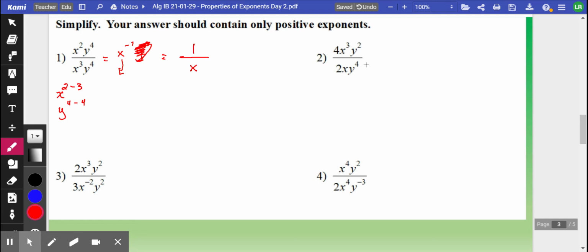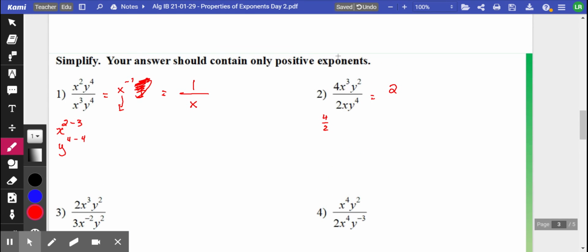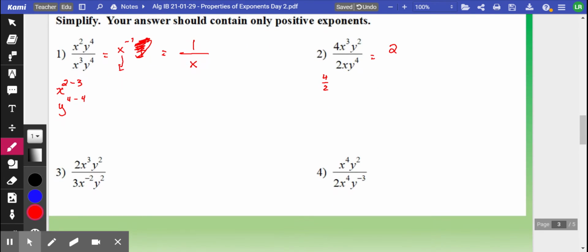Number 2, you always start with the numbers first, so 4 over 2, that's my fraction. Well, 4 divided by 2 is 2, so there's that. My x's, we have x to the third. This is division, so we're subtracting x to the first. 3 minus 1 is 2. And for our y's, y squared divided by y to the fourth, so it'd be 2 minus 4, which is negative 2. Y has a negative exponent, so I do need to fix that.